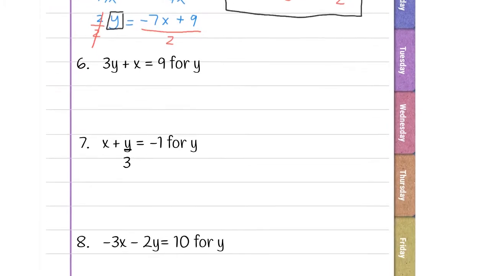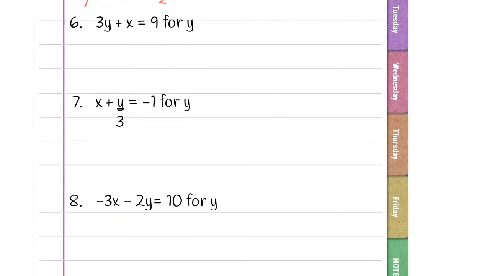Okay, so for the next one, it says 3y plus x is equal to 9. Solve for y. So put a box around your y. And we're going to move everything else to the other side. What am I going to move first? Am I going to move that 3 or that plus x? So remember, we move whatever is not next to that box first, okay? So in that case, it would be this x. What is the opposite of positive x? It is negative x or minus x.